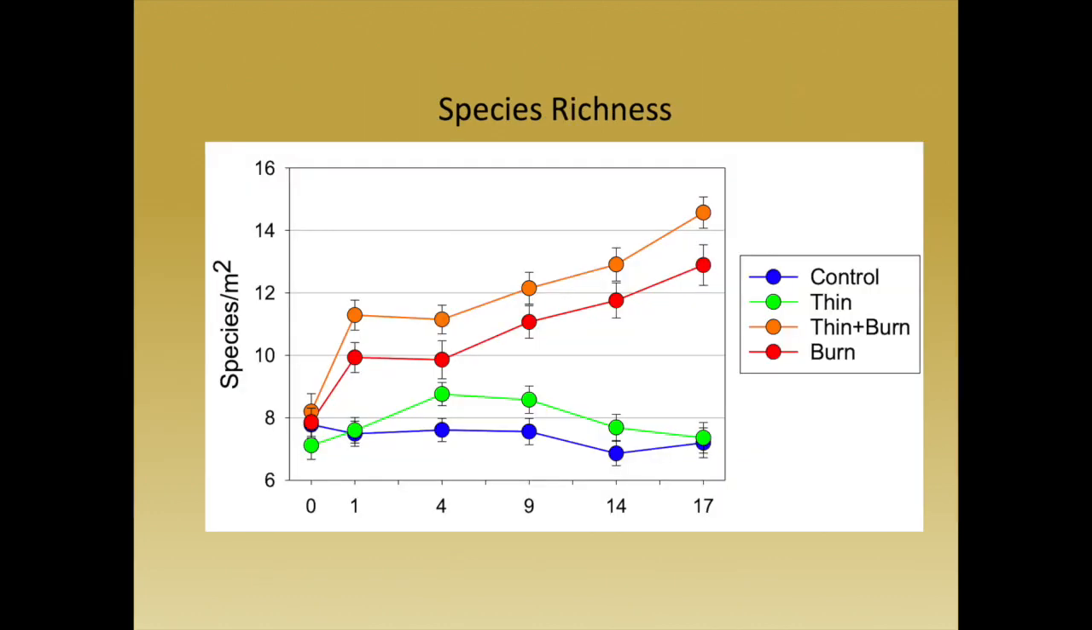Okay, this is species richness. So in a 1 meter squared quadrat, counting every species, woody and herbaceous, up to about 1 meter in height. And you can see that over time, the burn and the thin and burn plots clearly gained almost 100% in small-scale species richness, going from about 7 or 8 species per quadrat up to 13 to 14 species per quadrat. The thin-only plots, no response at all, really, and the controls stayed about the same. So it was really fire that stimulated the diversity.